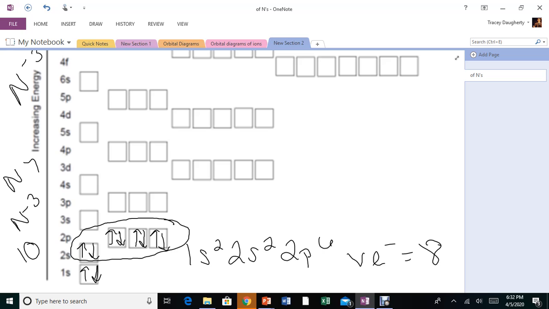So those are orbital diagrams of ions. Your homework includes you doing exactly what I did. Draw the orbital diagram, write the electron configuration, circle the valence shell, and state the number of valence electrons.